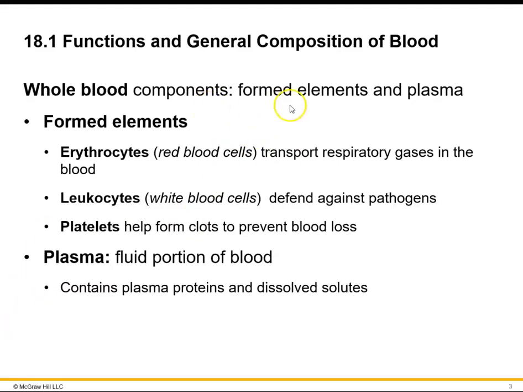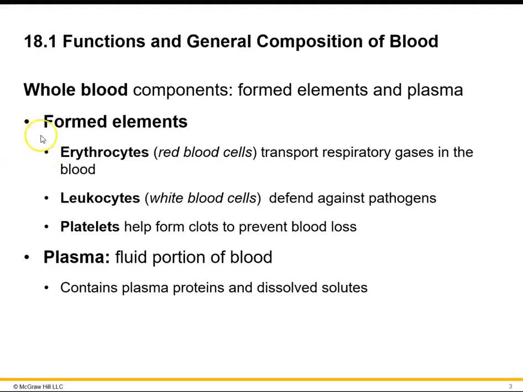All right, what is blood composed of? Well, like I said, it's going to be composed of cells and then an extracellular matrix. So the cells are the formed elements of the blood. Okay, so this is going to include things like erythrocytes, leukocytes, and platelets. Erythrocytes are red blood cells. These guys transport respiratory gases such as oxygen and carbon dioxide through the blood.